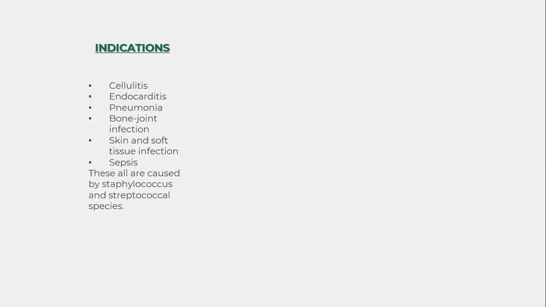Indications. Cloxacillin is indicated in cellulitis, endocarditis, pneumonia, bone and joint infection, skin and soft tissue infection, and sepsis. These are all caused by staphylococcal and streptococcal species. So basically, cloxacillin is used against staphylococcal and streptococcal bacteria.